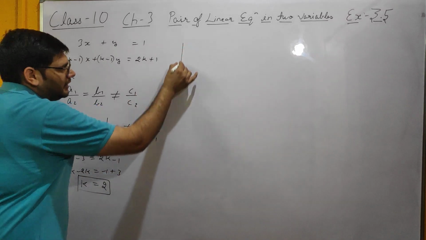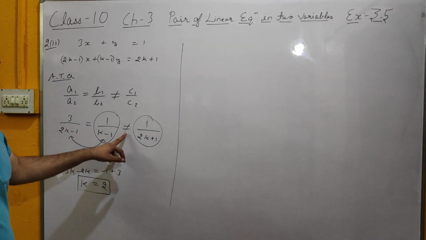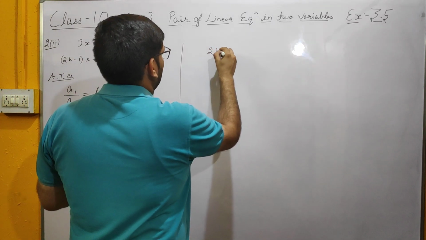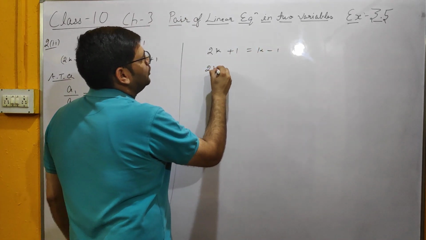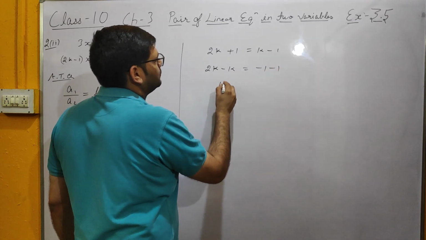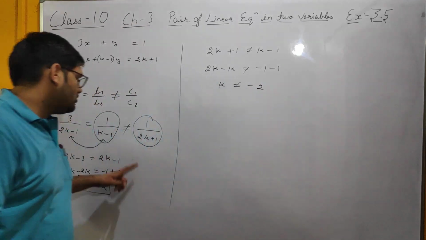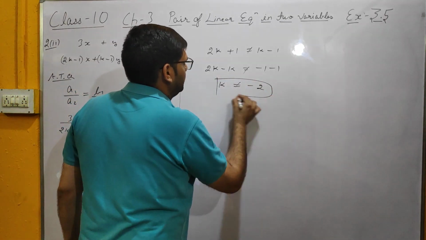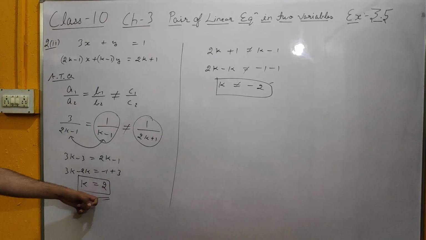Although the question is over here only, let's equate them also. We will find the value in not equal. So after cross multiplication, 2k plus 1 will be equal to k minus 1. 2k minus k equals minus 1 minus 1. So k is not equal to minus 2, because here it is the sign of not equal to. So k is not equal to minus 2, k is equal to 2. So this is the answer.